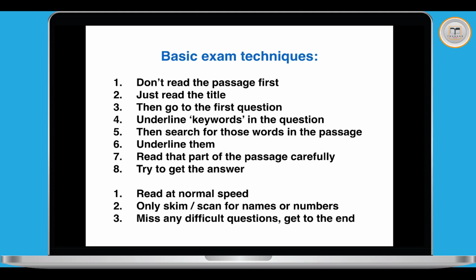I'm not going to go through them in detail, so pause the video and read them if you want to. And I'll repeat what I said in the last lesson, that numbers 4 and 5 are the most important. I call these the keyword technique. This is how you really find answers in the reading test. You underline keywords in the question, then search for those words in the passage. Compare carefully between the question and the passage to try to get the answer.